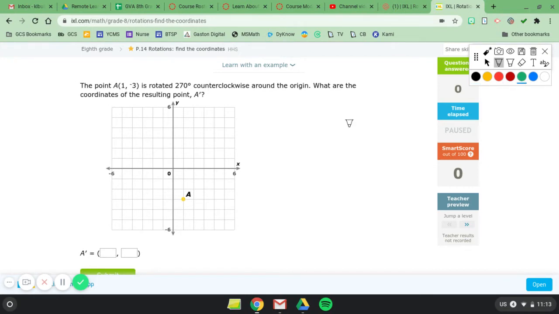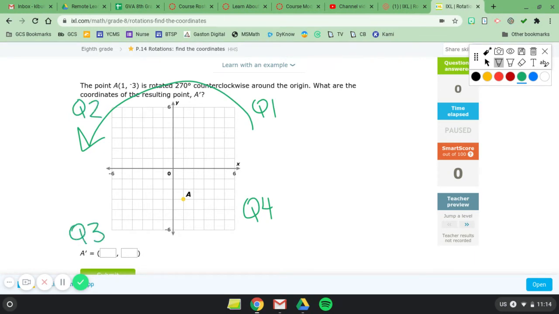So we are starting with point A at 1, -3, and we are rotating it 270 degrees counterclockwise around the origin. So remember, 8th grade math, your center of rotation will always be the origin. We are going counterclockwise, so that is to the left. And right now, point A is sitting in quadrant 4, and it is going 270 degrees, which is 3 quadrants to the left. So after 270 degrees counterclockwise, we're going to end up in quadrant 3.